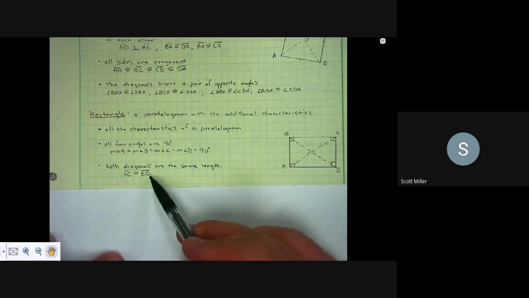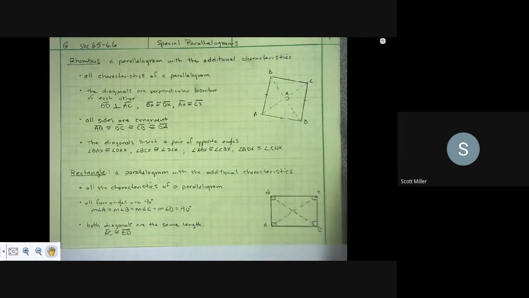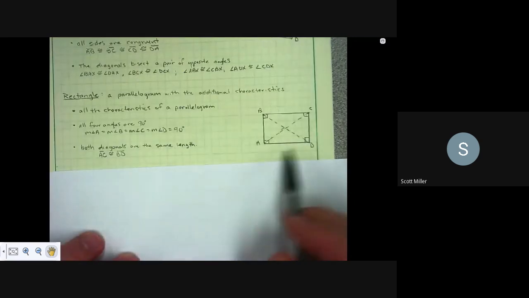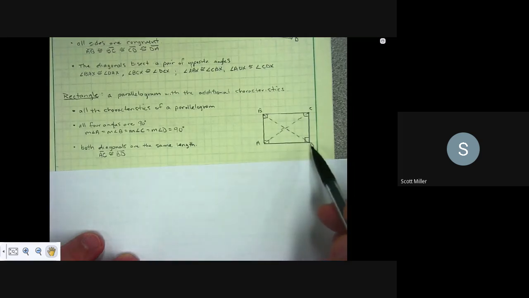And the diagonals are the same length. See, in a rhombus, the diagonals are not necessarily the same length. Okay. For the rhombus, kind of think of the diamond. A diamond is like a rhombus. In the rectangle, the diagonals are exactly the same length. Okay. And all other characteristics of the parallelogram.